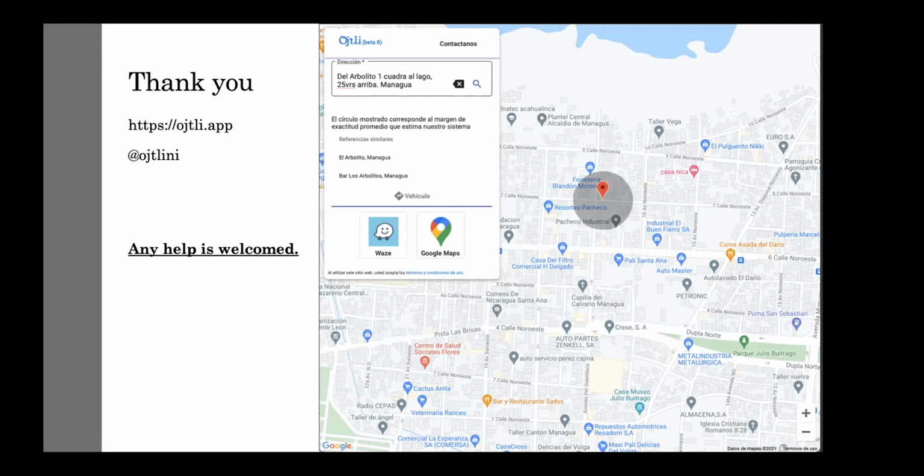Mark Tobias asked, and he was joking, but he said, what happens when the little tree becomes a big tree or no longer exists? I sort of had a similar question, which is when you're using these popular references, what happens when there are several of them? Can you tell the difference between a little tree in one part of the city and a little tree in another part of the city?